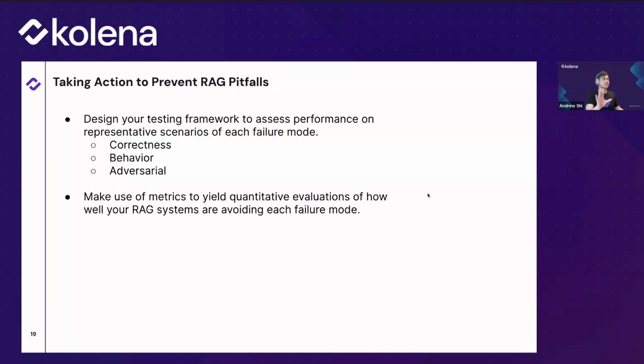Quick summary here is that in order to best handle RAG failures, you want to build out that testing framework, understand correctness behavior and adversarial threats, and make use of the metrics to understand how well your RAG systems are avoiding each of those failure modes.